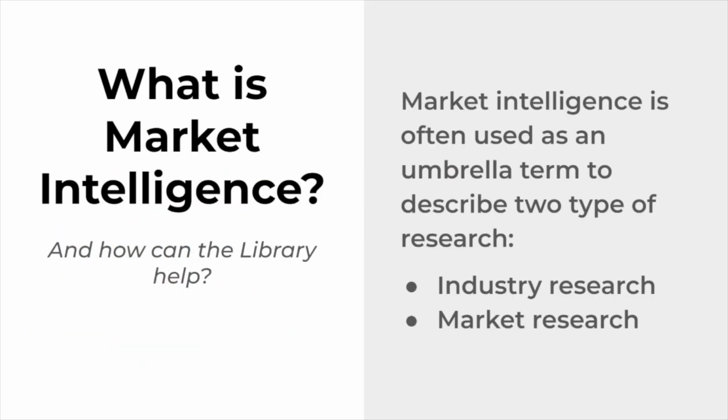So what is market intelligence? Market intelligence is an umbrella term that really encompasses two different types of research. Industry research is where you're looking at a specific sector or industry, and then there is market research. Industry research is more about the what, whereas market research is more about the who, so the consumers of either the product or the service that you're marketing via an industry.